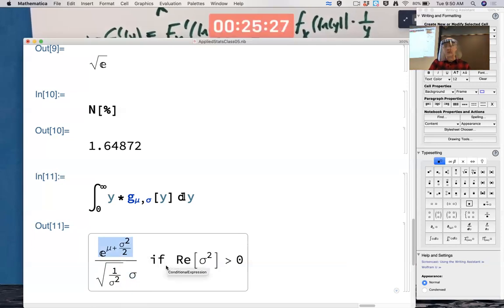And when mu is zero and sigma is one, that's e to the 1/2, which is the square root of e, about 1.65.